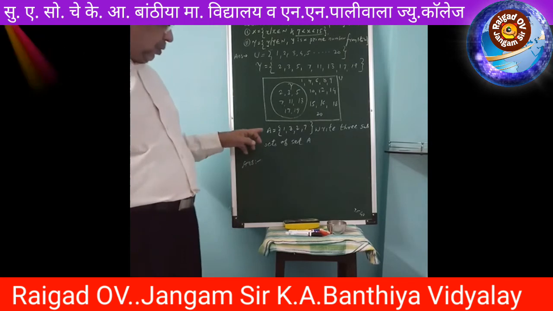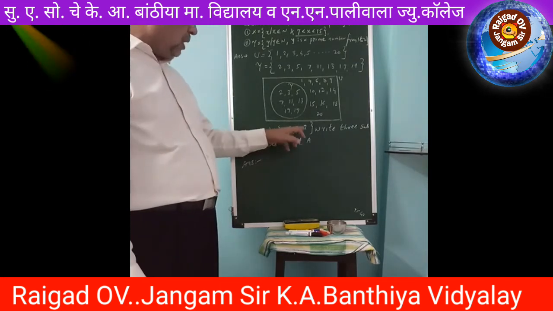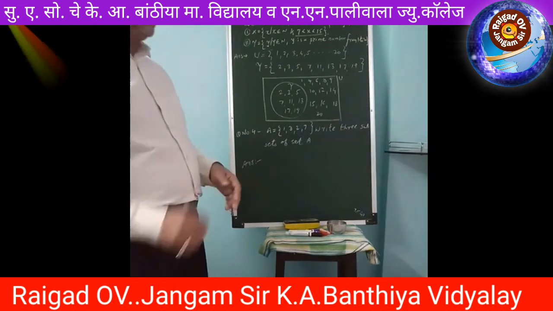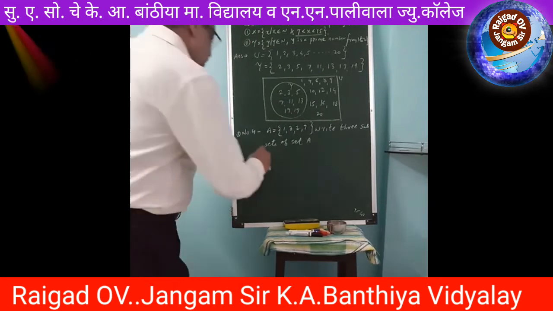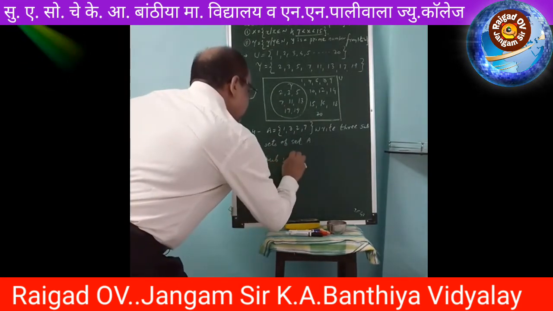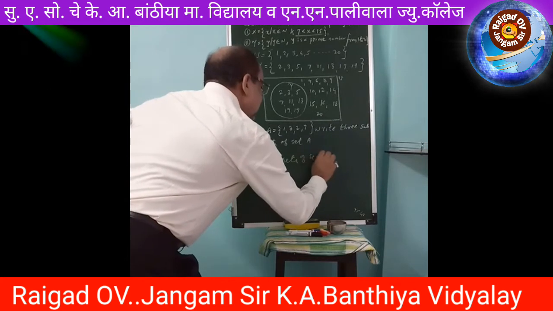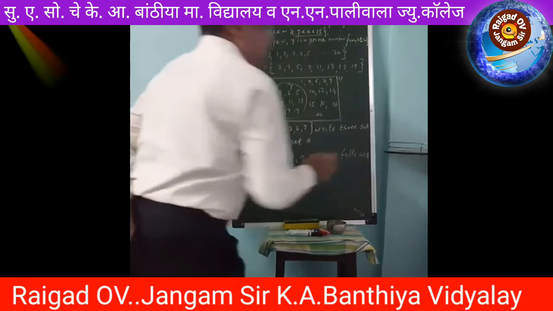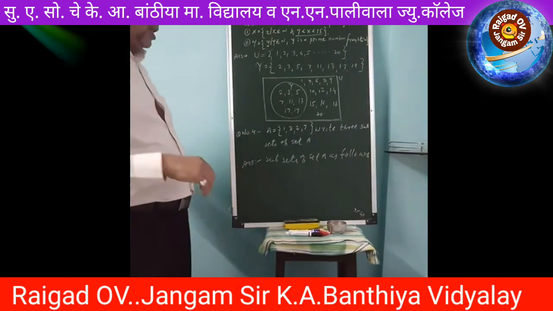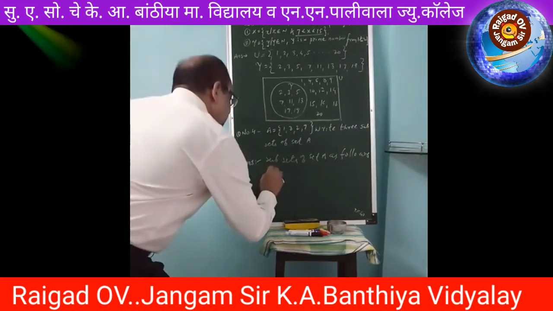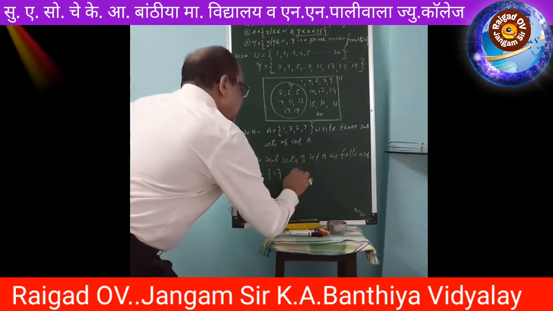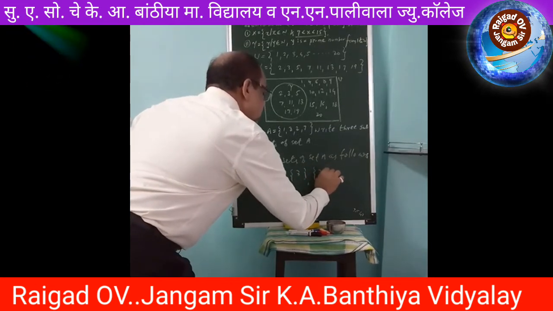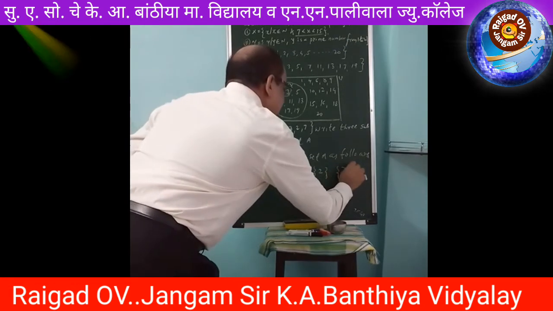See here, question number 4. A equals 1, 3, 2, 7. These are the elements of set A. Write 3 subsets of set A. So we write the subsets of set A as follows. We can write so many types of subsets of set A. So first one is 1, second one is 3, third one is 2, fourth one is 7.